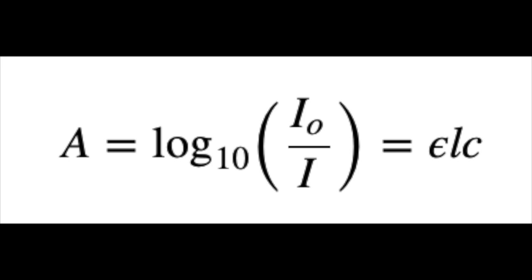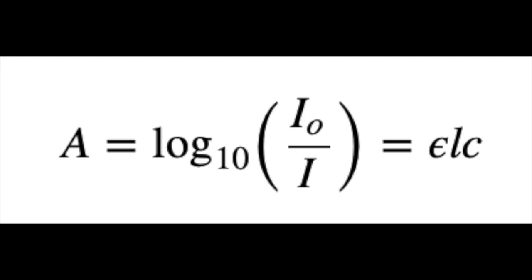The Beer-Lambert law relates the reduction or attenuation of light to the properties of the material through which the light is traveling. Looking at the equation here, we actually have two different variations of the Beer-Lambert law. The first one we're going to look at is A = εLC.